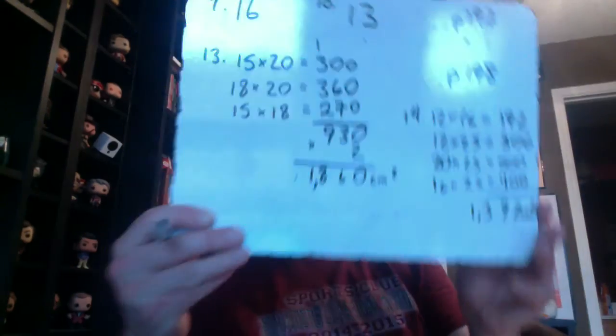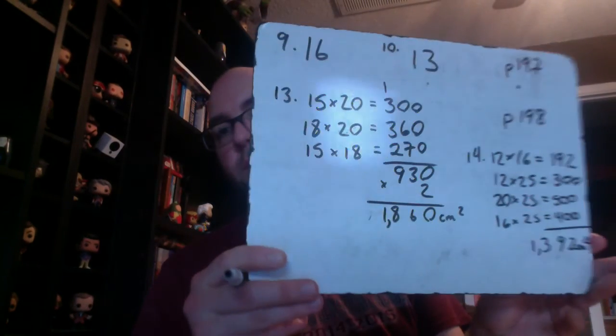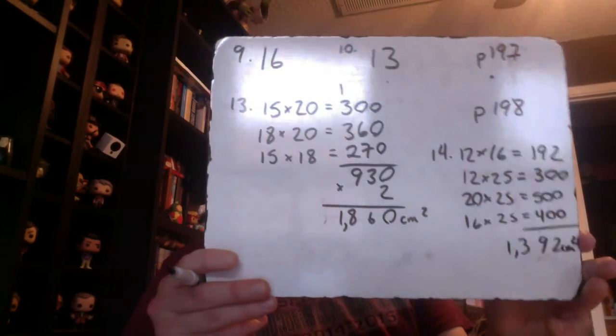Now on the test, I will have surface area flattened out so you can see all the faces and what their measurements are. So hopefully that makes it a little bit more manageable. But those are our answers for 197 and 198. Okay. Moving on.